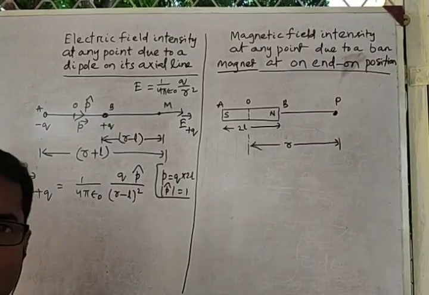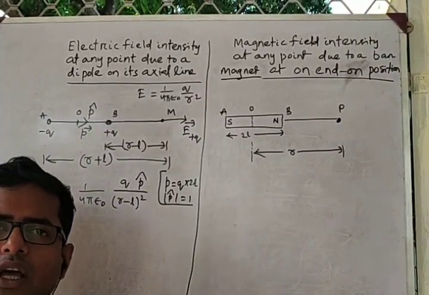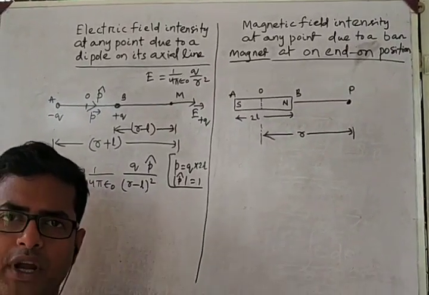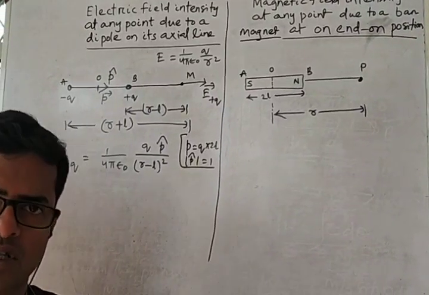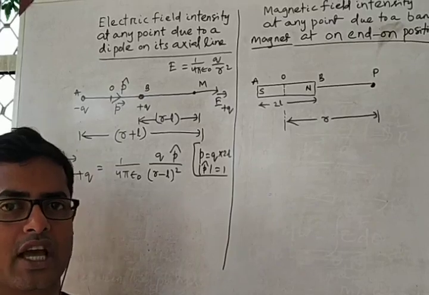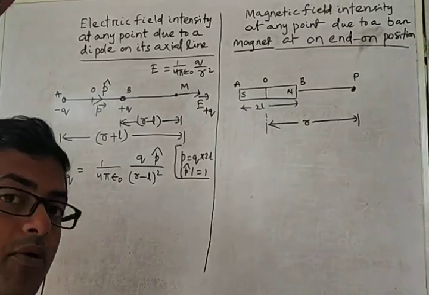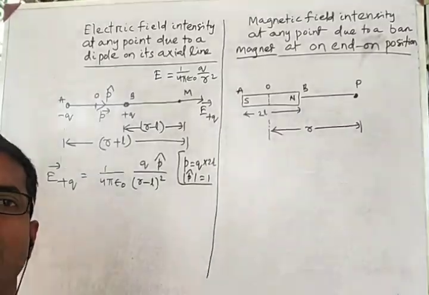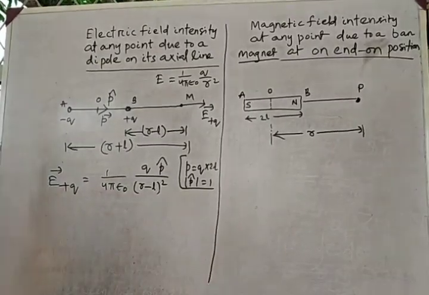And one trick: whenever you are writing an expression for force or field due to a charge, don't use the negative sign. Just use the vector sign. It will be easier for you. But whenever you are writing potential, you have to use the negative sign. I'll discuss that in my potential class.